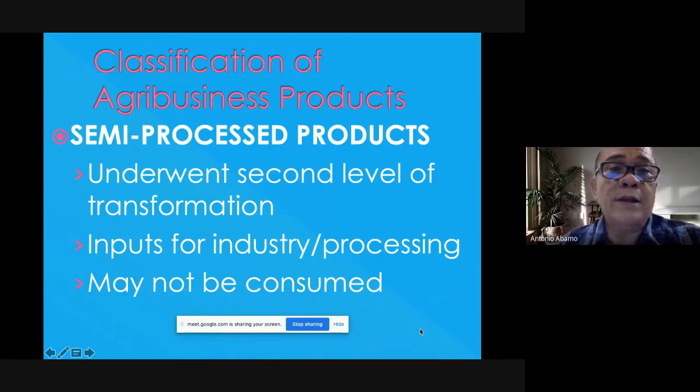The next is semi-processed products in agribusiness. Because it's already semi-processed, that means it has undergone a little bit of processing.